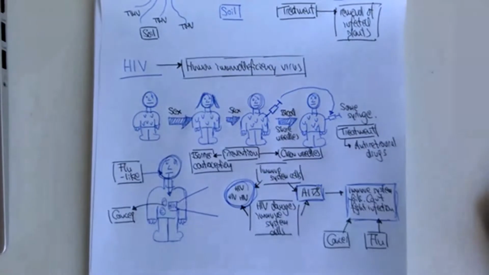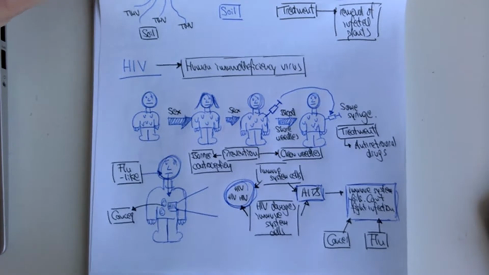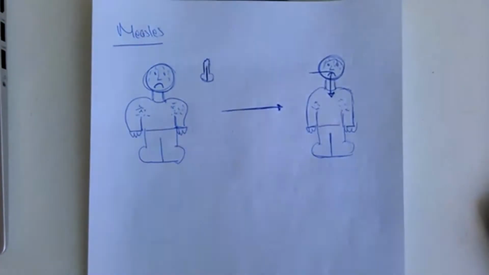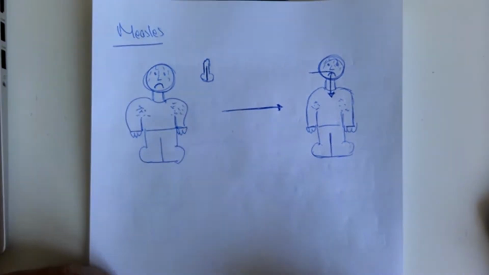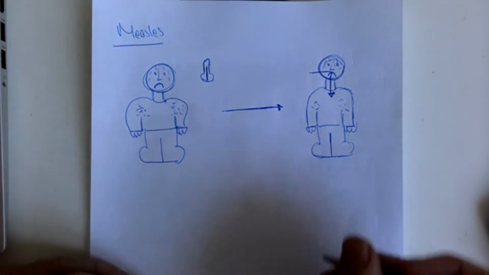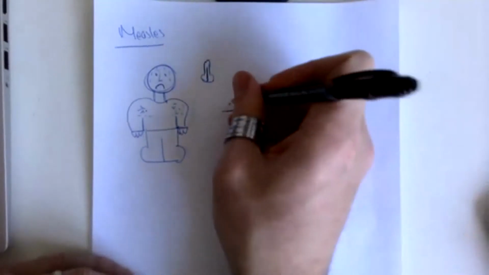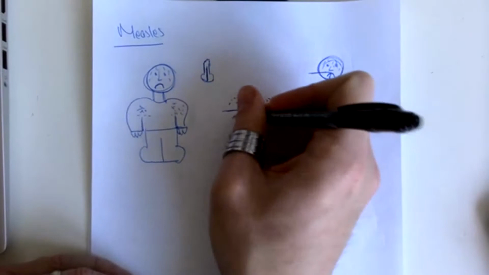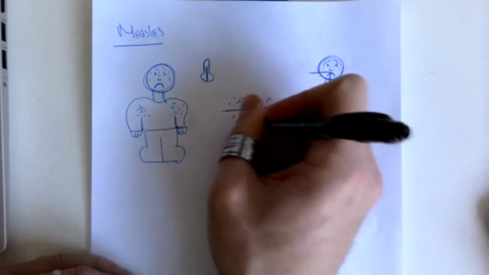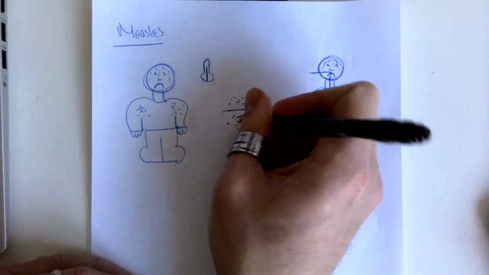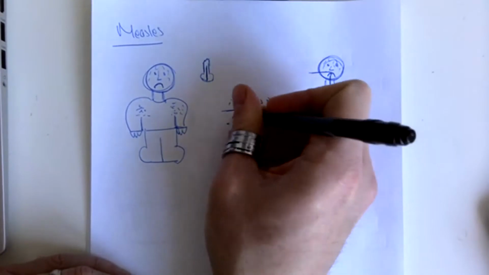So, summary of HIV there, human immunodeficiency virus. Then there's one other example of a viral disease that we'd like to look at, and that is measles. Now, measles is primarily spread via the inhalation of droplets that are produced by infected people sneezing and coughing. So it gets contained within droplets that are then spread by sneezing and coughing.